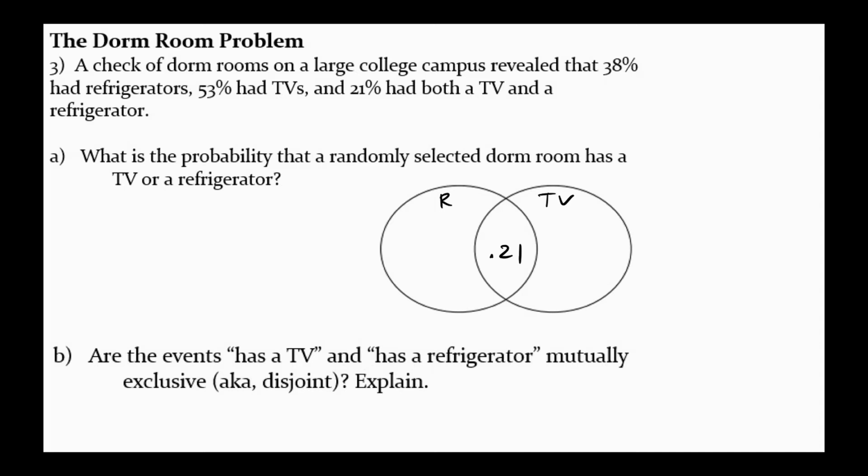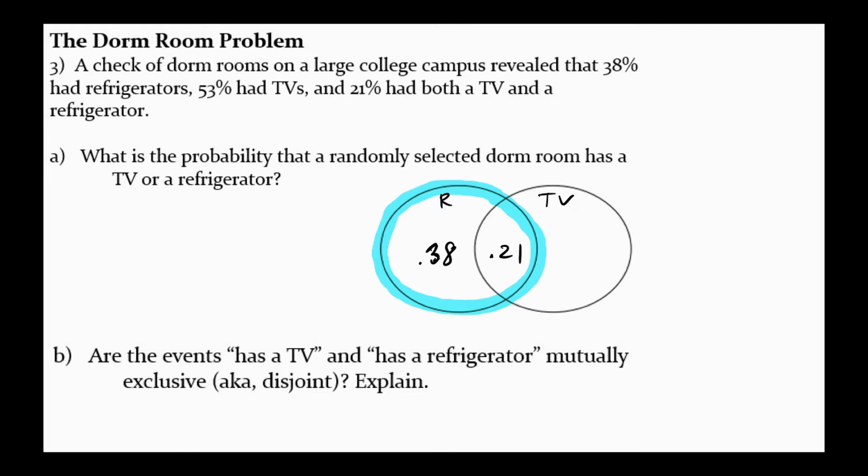So what number is going to go in the fridge, the refrigerator circle? What number is going to go here? 0.38. Okay, so let's put 0.38 here. What percent of the people should be in the R circle? What percent did it say should be in the R circle? 38%, right? So what percent is in the R circle?